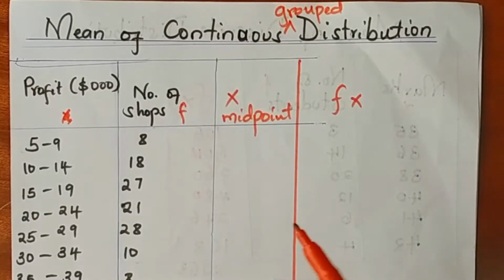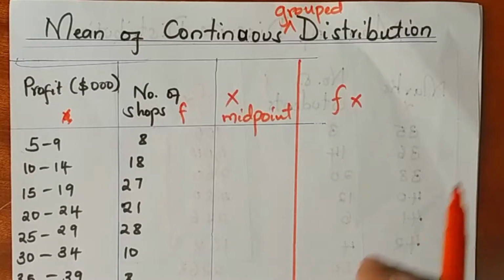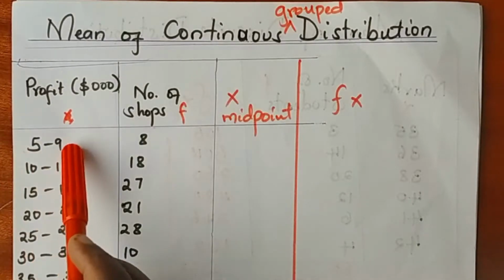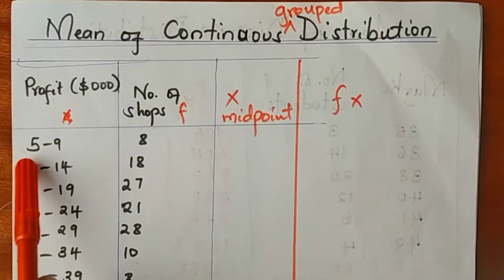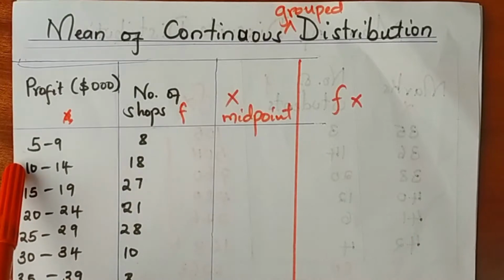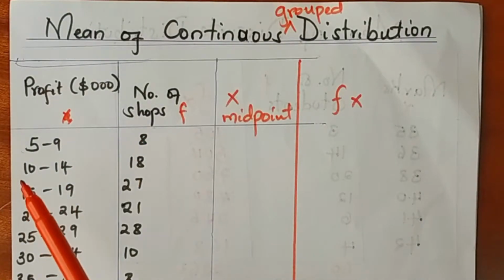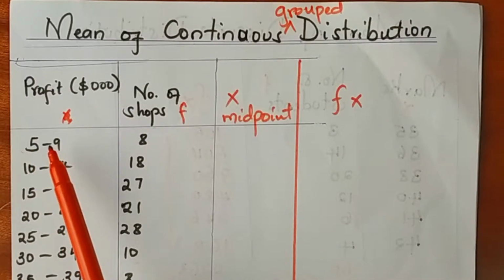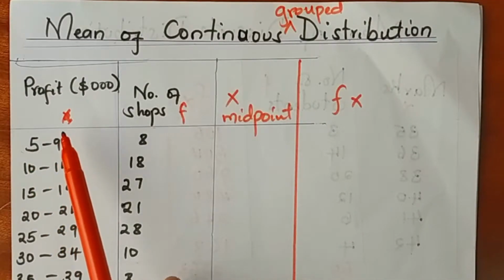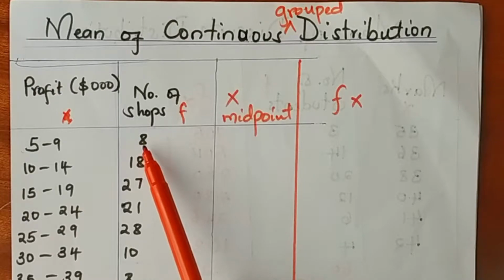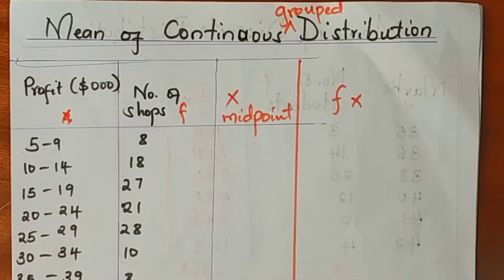In this video, I'm going to show you how to compute the mean of a continuous grouped distribution. In continuous grouped data, the data is grouped into class intervals, and each class interval has its corresponding frequency. For instance, the first class, 5 to 9, $5,000 to $9,000, has 8 shops that reported a profit in that interval.